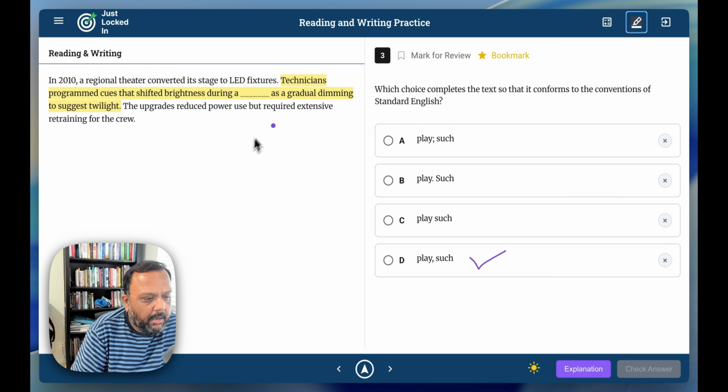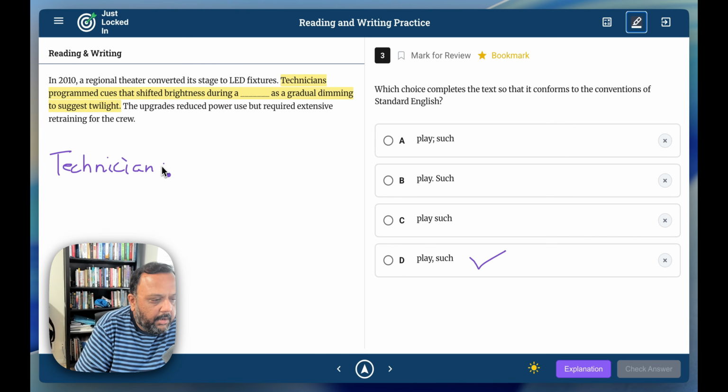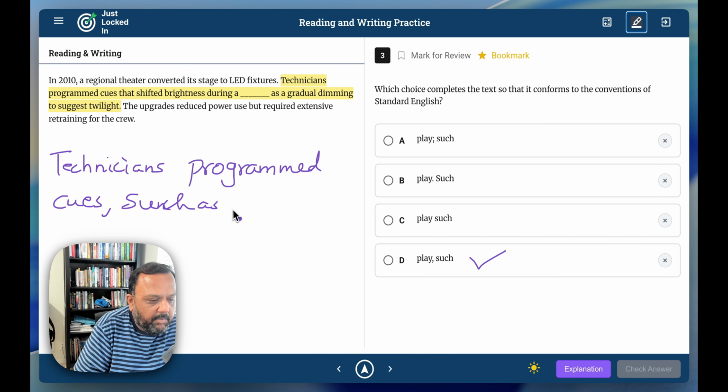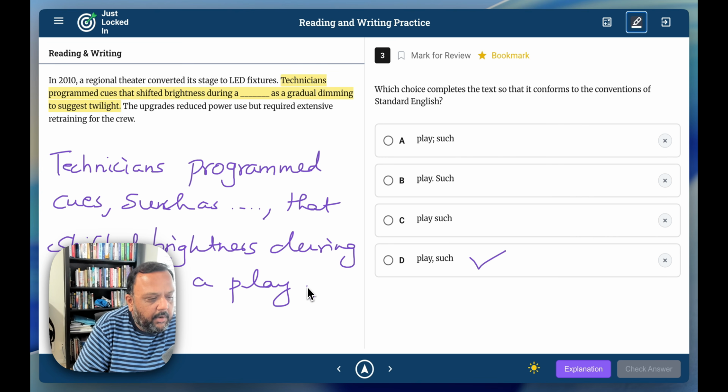And in fact, I'd probably take a minute to show you how you can actually shift this supplementary information up in the sentence, right? So you could also write, technicians programmed cues, comma, such as blah blah blah blah, right, comma, that shifted brightness during a play. Okay, so we could do that too, right?